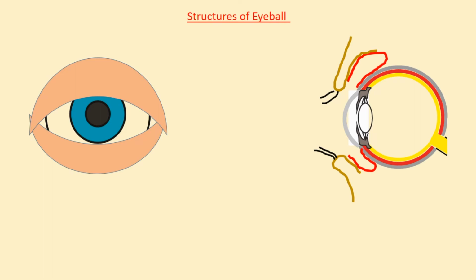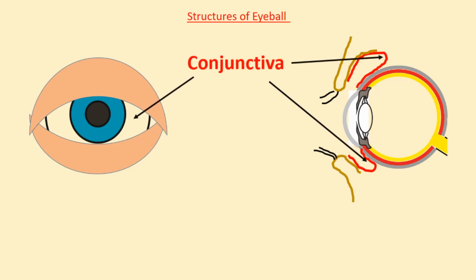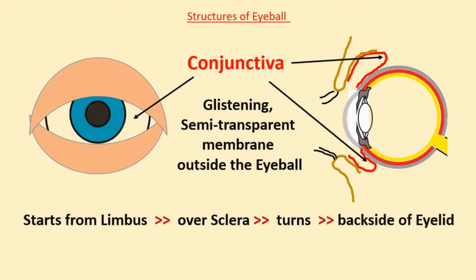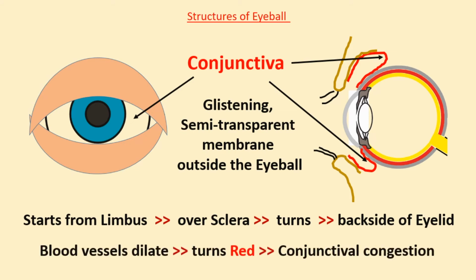From outside, another membrane can be seen that covers the front of the eyeball. In the diagram, it has been shown in red color. This is called conjunctiva. It's a glistening, semi-transparent membrane outside the eyeball. It starts at the limbus or corneoscleral junction, covers the front part of the sclera, turns round and covers the back surface of the eyelids. It contains many blood vessels that may dilate when there is some inflammation of conjunctiva. As a result, the eye may appear red. This is known as conjunctival congestion.